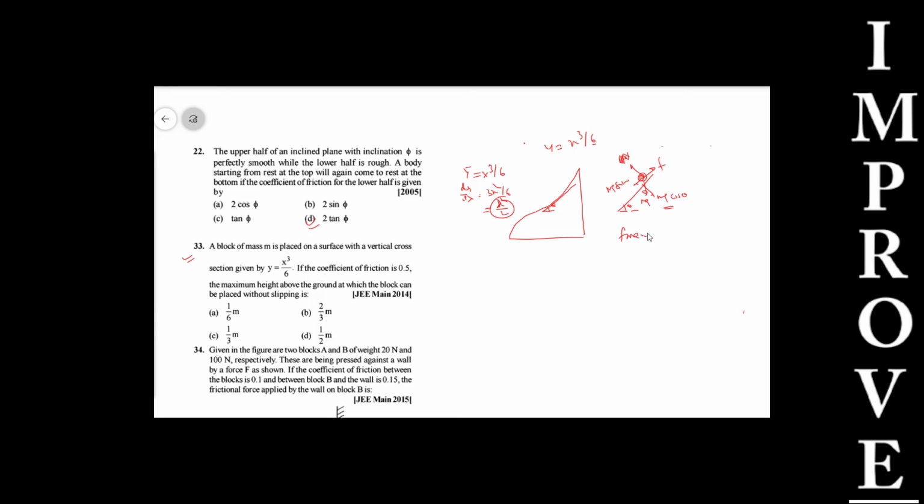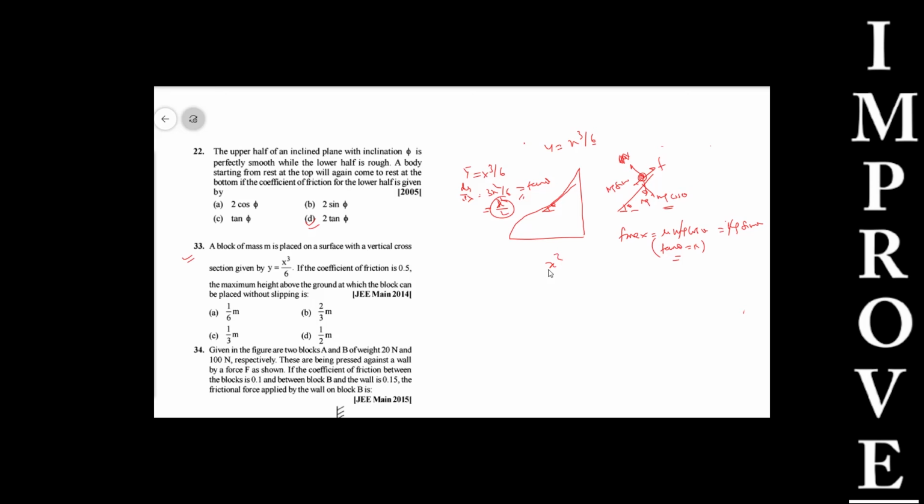In this case I'm just going to write f max is mu mg cos theta, and it is equal to mg sine theta, the downward force. So this is going to give me tan theta is equal to mu. And tan theta, if you think about it, is nothing but this 3x square by 6, because y is x cube by 6, the derivative is my tan theta at any point. So this is 3x square by 6, x square by 2. I want the tan theta to be equal to mu.